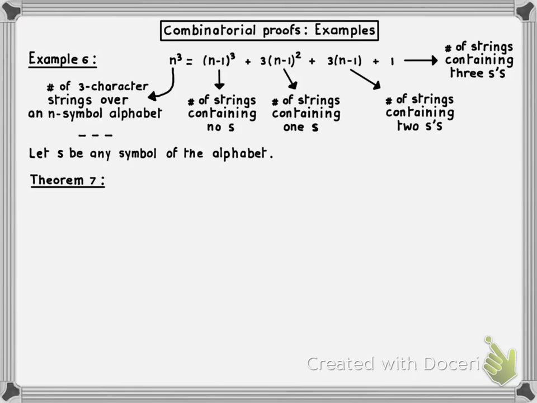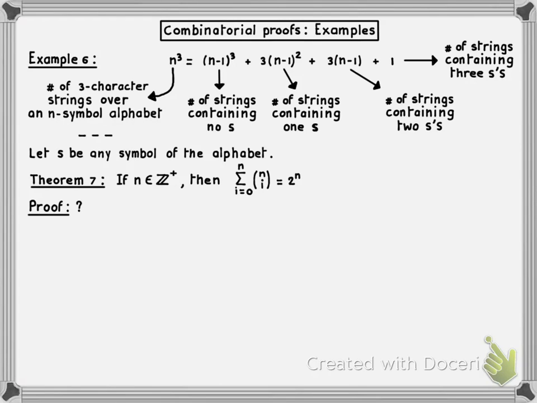For our next example, let's prove the following theorem. Assume n is a positive integer. Then the sum for i equals 0 to n of n choose i is equal to 2 to the power n. Now remember that this notation here, which is read n choose i, is just the same as C(n, i). So why don't you pause the video and write a combinatorial proof of this theorem, and then come back to check your answer against mine.